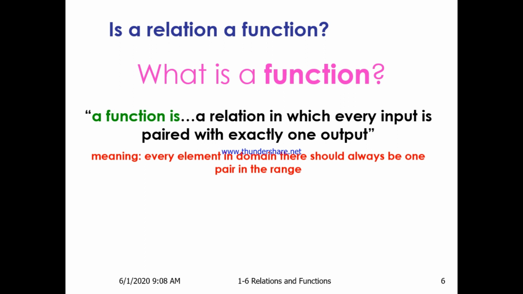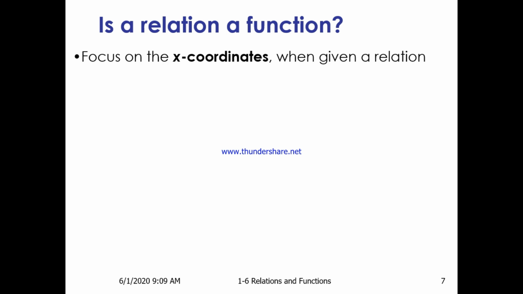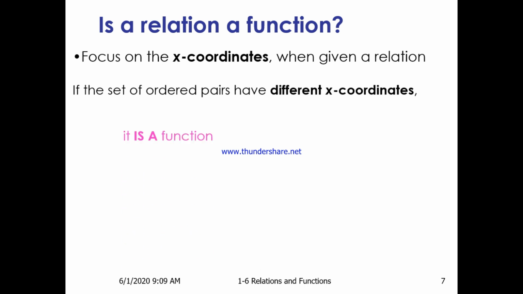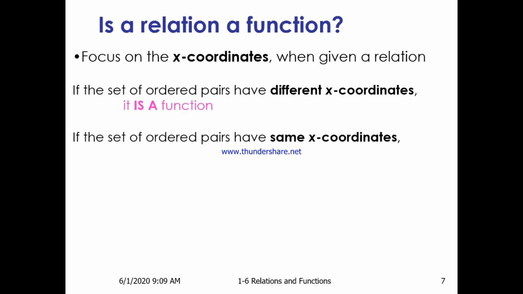Okay? We'll take this example. Let's focus on the x-coordinates when given a relation. If the set of ordered pairs have different x-coordinates, it is a function. If the set of ordered pairs have the same x-coordinate, even given only once, it is not a function. Meaning, if one x-coordinate has two pairs in the y-coordinate, then it is not a function.